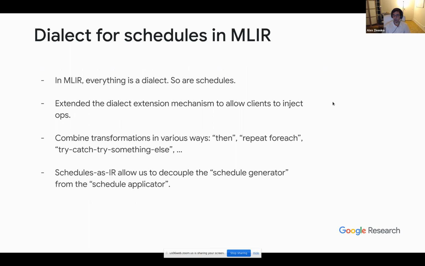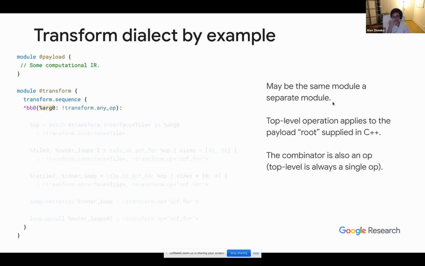If you look into more of the details, we can do it by example. The very basic case of the transform dialect starts with two modules. They can be nested, they can be adjacent, same file, different files, it doesn't really matter. The point is there are two modules. One we refer to as payload IR, that is the IR we transform, and another we refer to as transform IR, evidently the IR that guides the transformation.